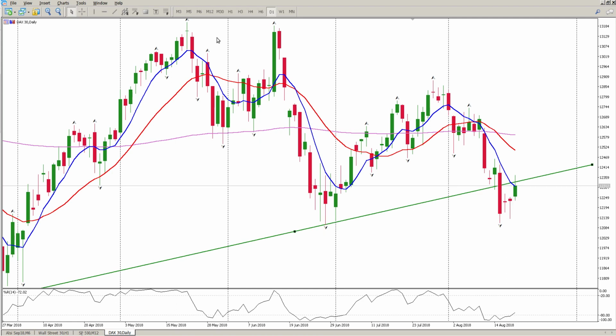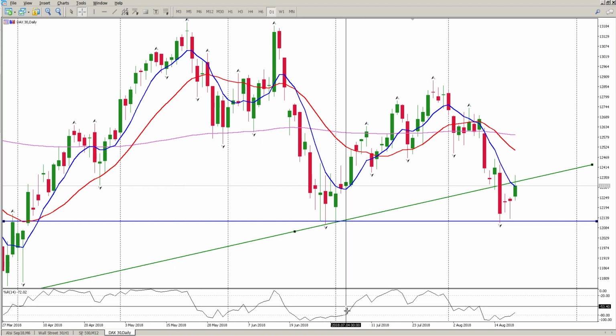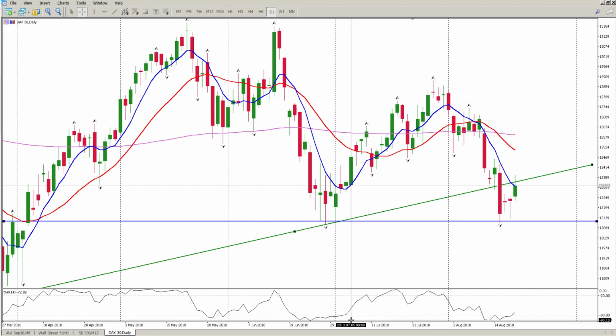The second scenario is that we have a double bottom, okay? So we do have a double bottom here, there and there. Obviously, a break above this area up here would validate that double bottom. If you look at the oscillator here, we also have a double bottom on the oscillator, okay? So two scenarios on the daily.